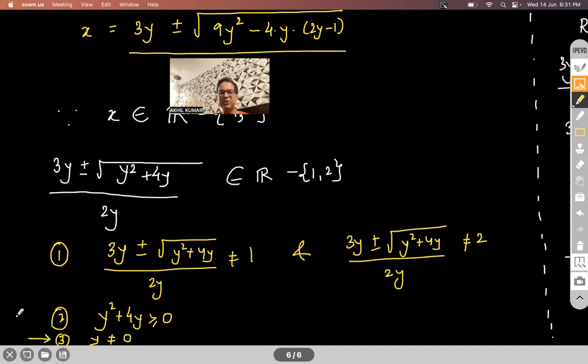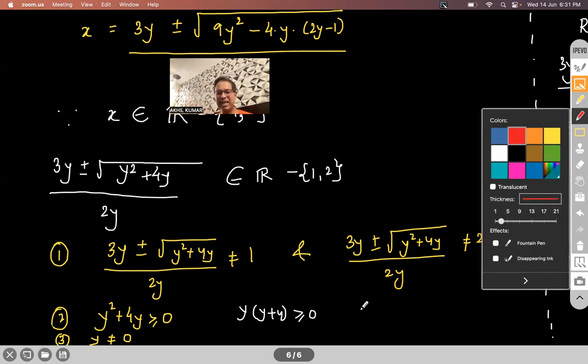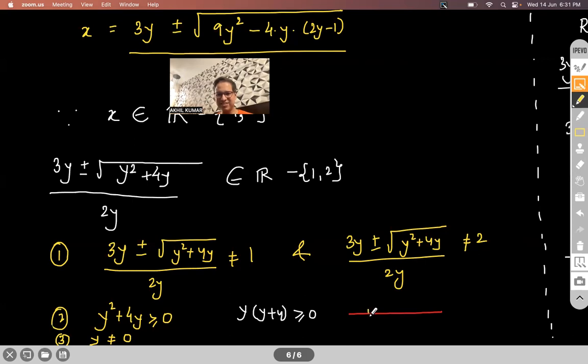Okay, let's now go to the second restriction. The second restriction is actually a wavy curve. So here, if I factorize it like this, I can solve it by the wavy curve sign scheme. For the wavy curve sign scheme, I need a number line. I need to show the zeros of these factors. Is it fine? The zeros of these factors are 0 and minus 4 respectively. I hope that is clear.